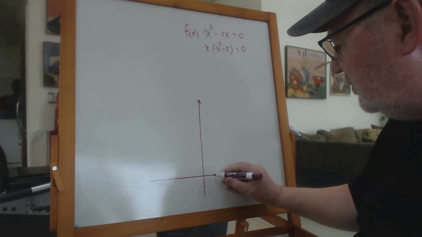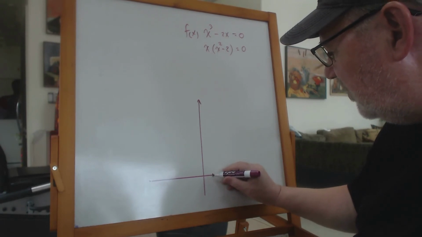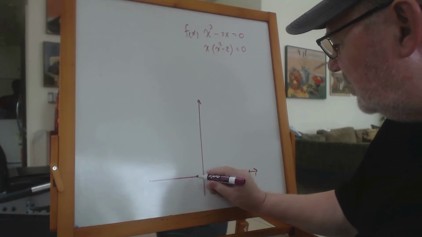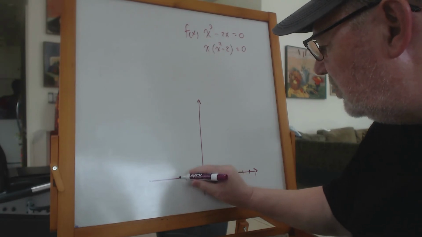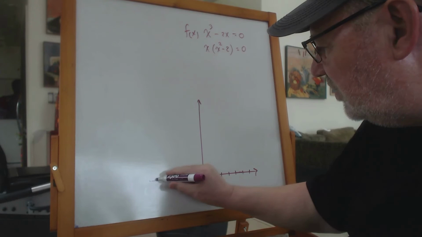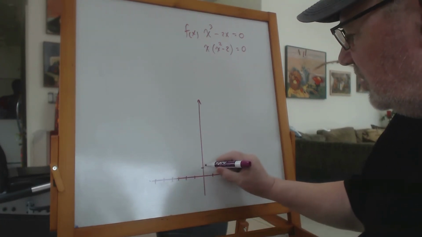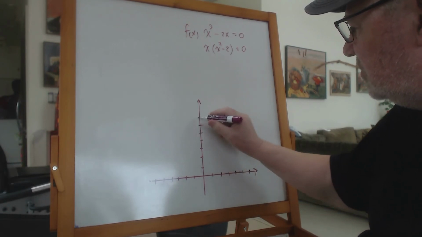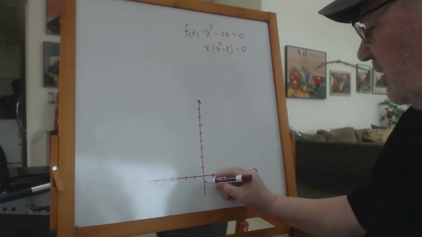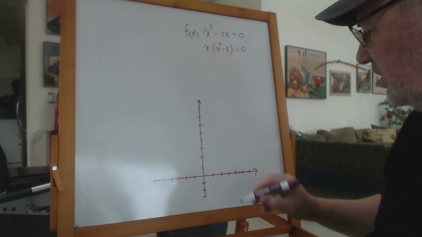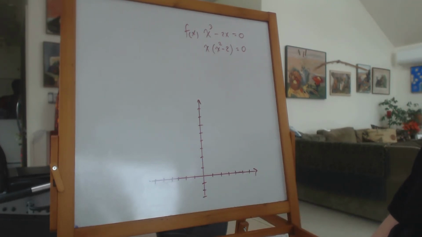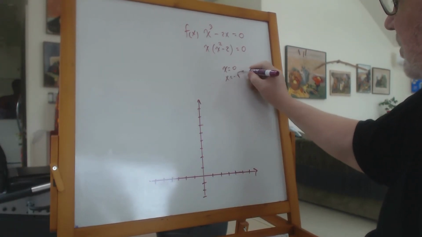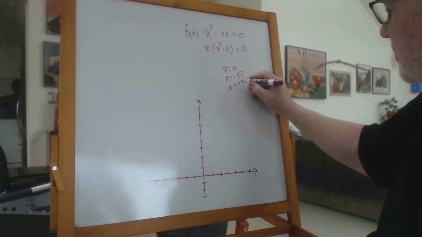So let's mark out our x: 1, 2, 3, 4, 5, 6, 1, 2, 3, 5, 6, and 1, 2, 3, 4, 5, 6, 7, 8, and 1, 2, 3. Hopefully that'll be enough. We know where our zeros are: at x equals 0, x equals minus square root of 2, x equals plus square root of 2.